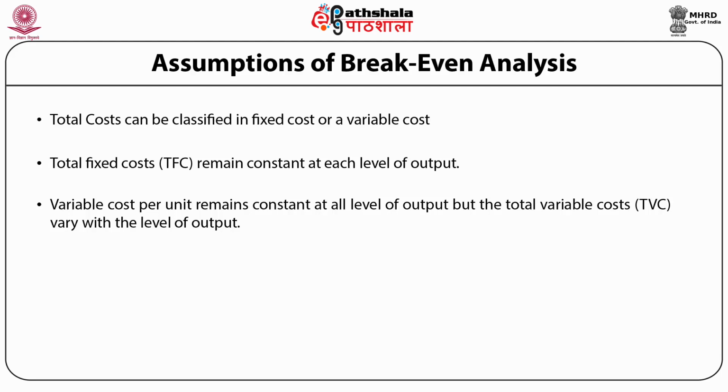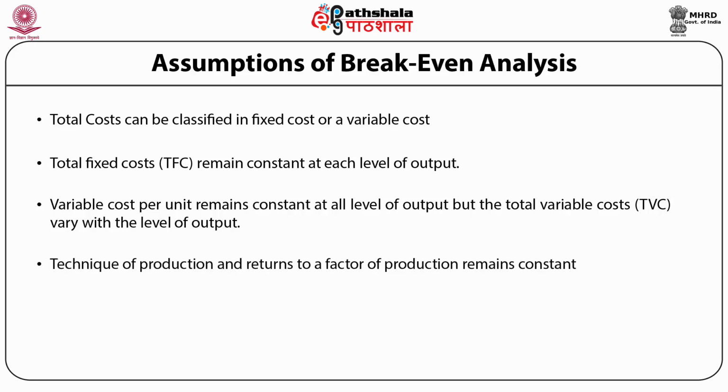The first assumption of the break-even analysis is that the cost can be divided into fixed cost and variable cost, where fixed costs remain constant and the variable cost varies with the level of output. The second assumption is that the technique of production and returns to factors of production also remain constant. That means the law of constant returns applies to the firm's factors of production. In other words, variable cost changes at a constant rate.